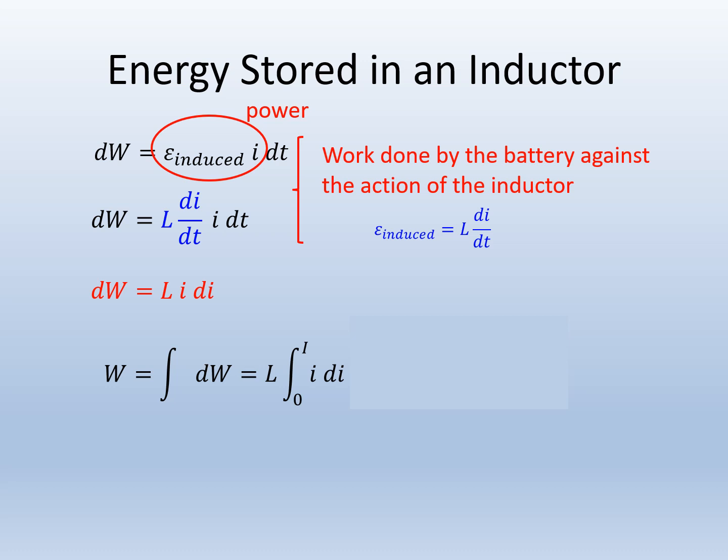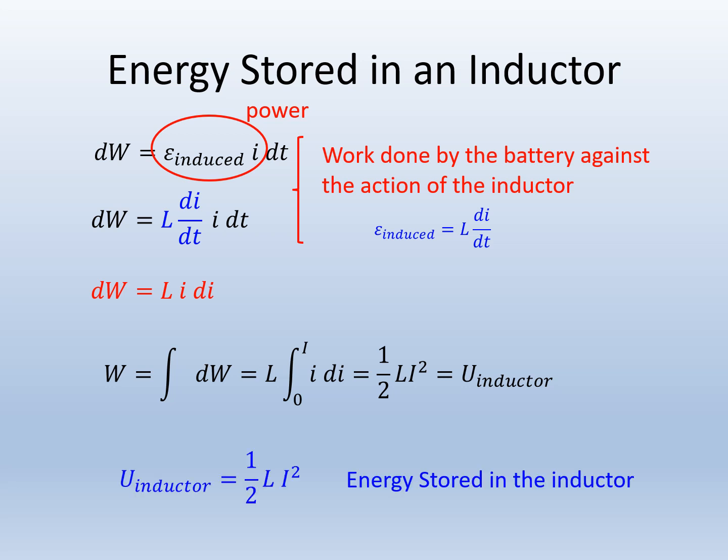Now we can get the total work done as the sum of all the little work. That is an integration of dW. When you do the integration, it comes as work done equals L integral of I di from 0 current to the final current. And when you do that integration, it comes as half L I squared. And that is the amount of work done by the battery, and therefore that is the potential energy stored in the inductor.